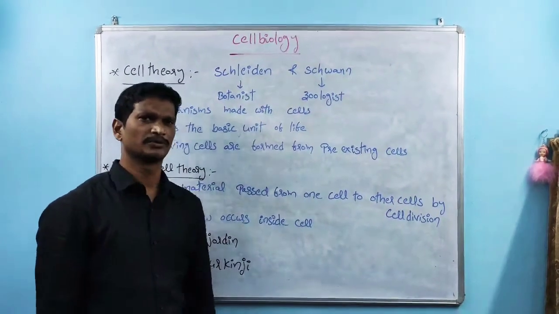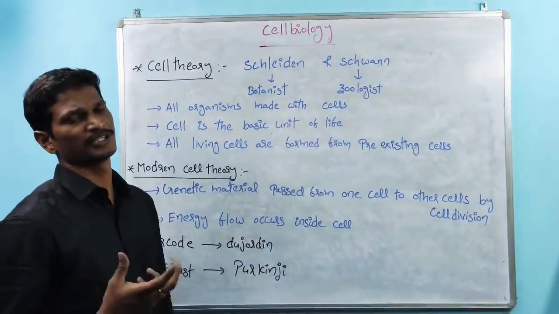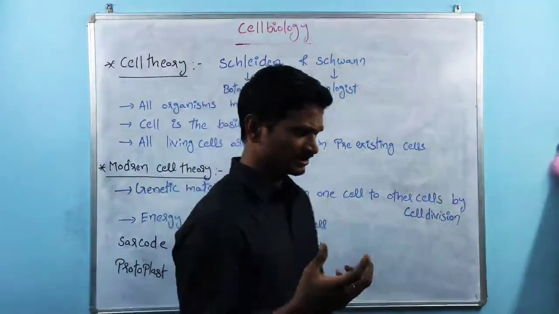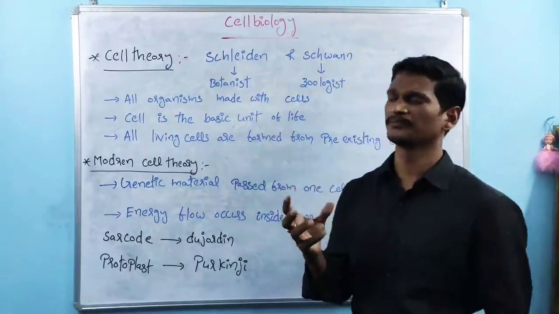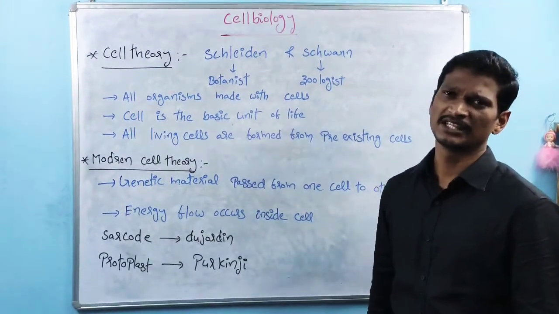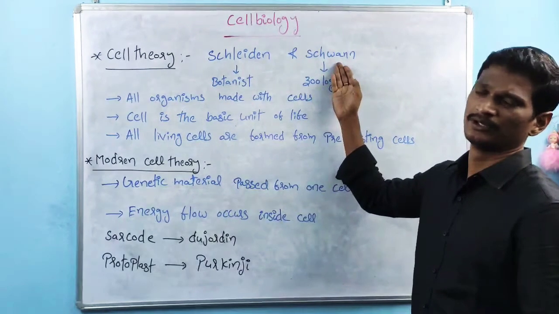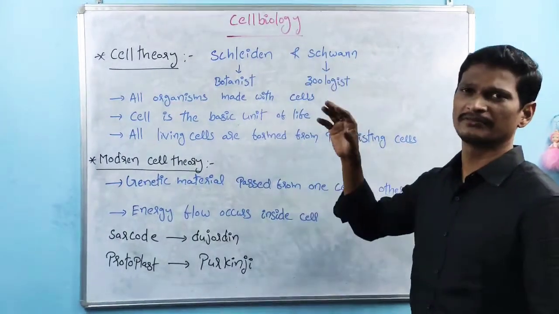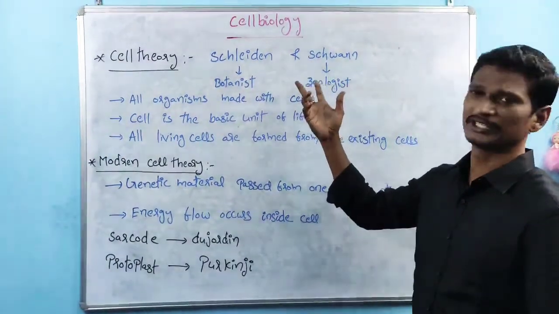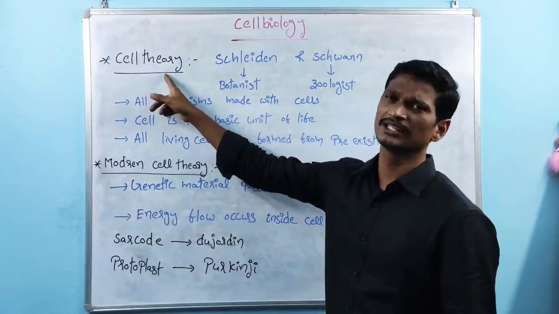After discussing some of the scientists, the next important concept is theories. Within cell biology, there are some theories, and these theories are very important. The very first theory is called cell theory. Cell theory was proposed by Schleiden and Schwann. Both scientists collaborated, and together they proposed one theory. That theory is called cell theory.